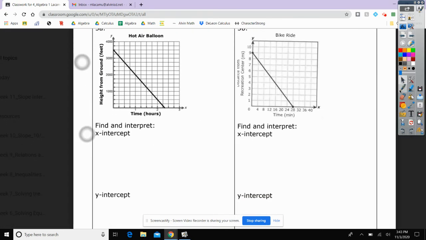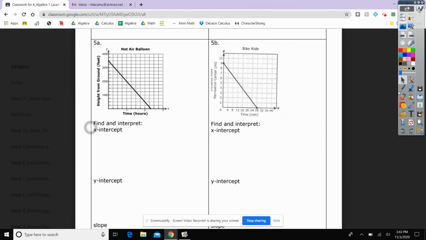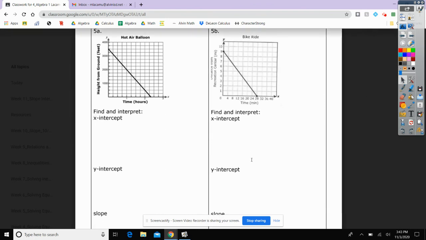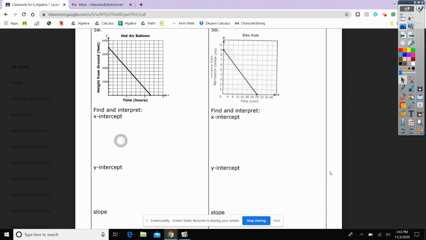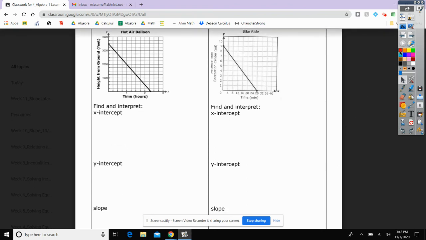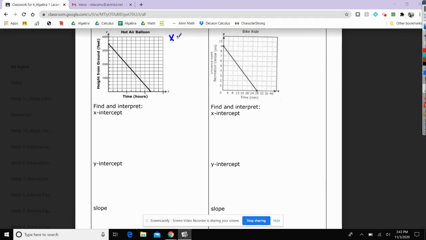Okay, 5a. This one wants the x-intercept, the y-intercept, and the slope. So to start off, we're going to do the x-intercept. And if we look, we first need to define what our x and y mean. So our x is going to be the time in hours, so I'm going to write hours. And the y is going to be the height in feet from the ground. So let's just say feet from ground.